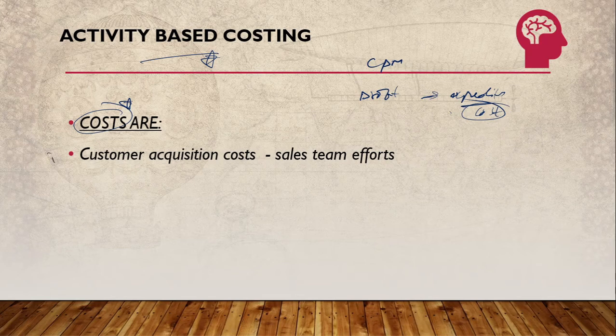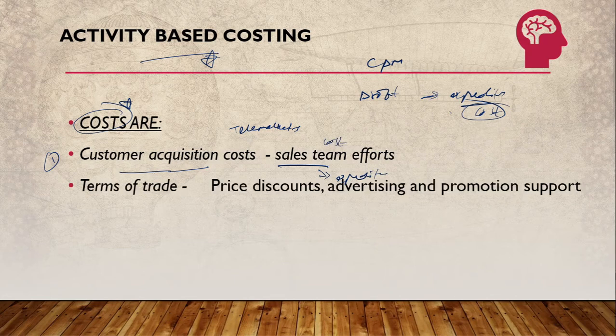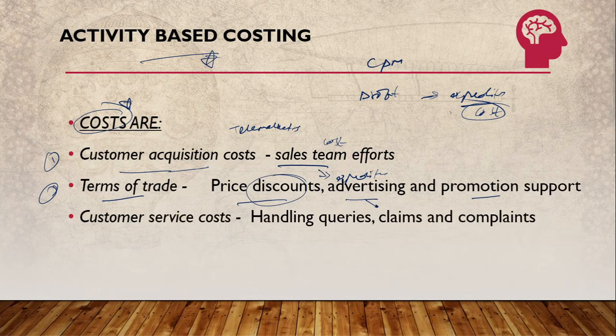So the first one is the customer acquisition cost. You're trying to acquire a customer. Let's say you are doing telemarketing and you're calling every customer on their mobiles. Then you need to have a sales team, and then you will be doing expenditure on the sales team. Then of course this will take some of your cost. And the second is the terms of trade, like if you are selling a product, you are giving some discounts or you are spending on advertisement or promotion. So this is also another type of cost.